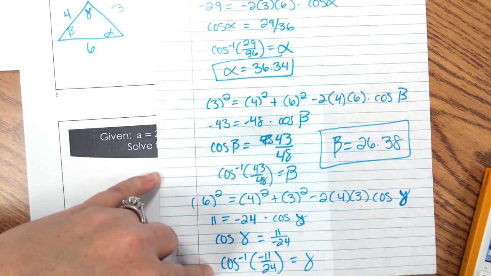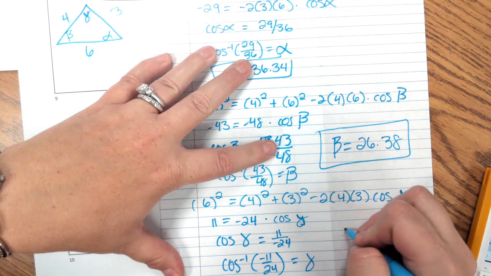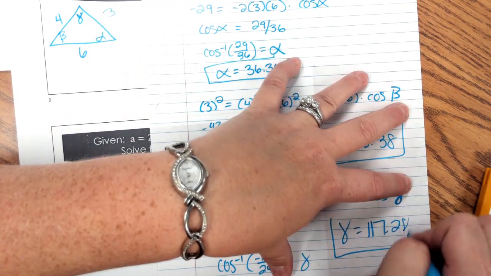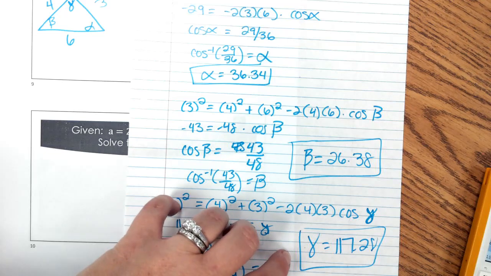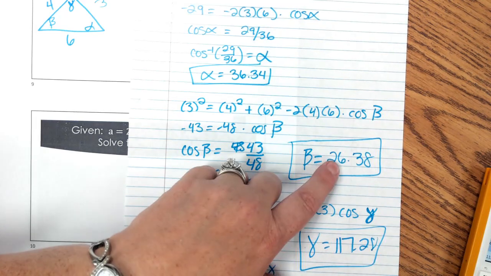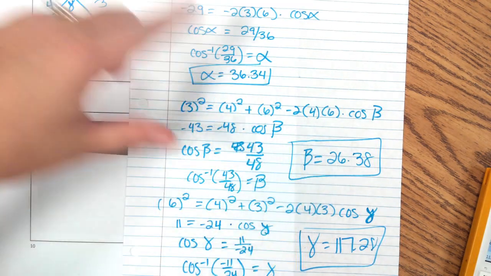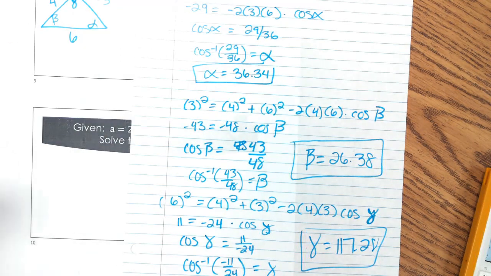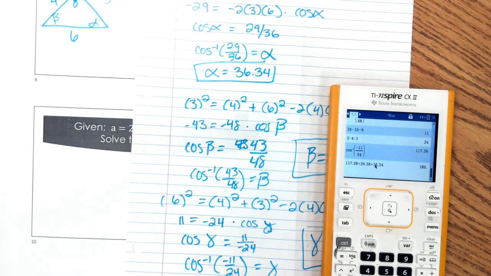So we're going to do the inverse trig function here. Negative 11 divided by 24. And my gamma is equal to 117.28. And I bet if we add all these up, so 117.28 plus 26.38 plus 36.34, bam, boy, that was nice. Look at that. That's a mic drop right there.